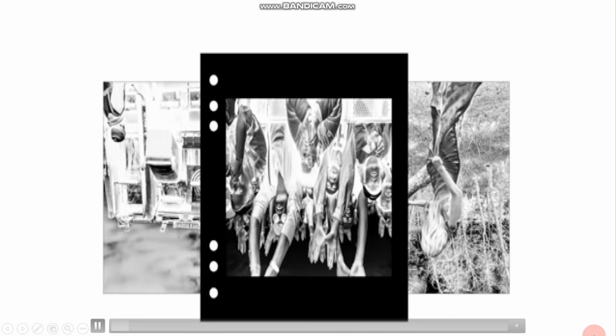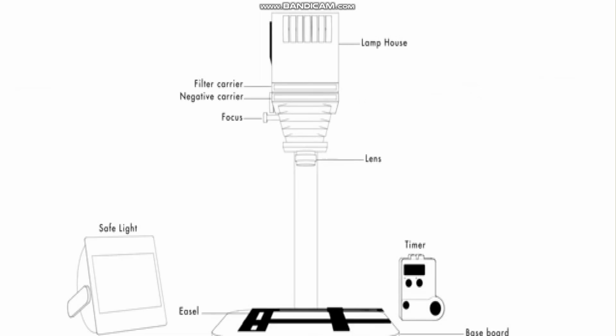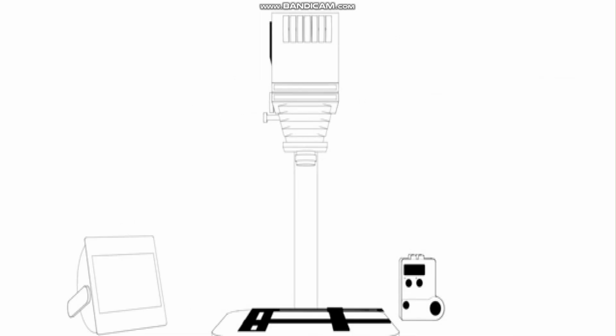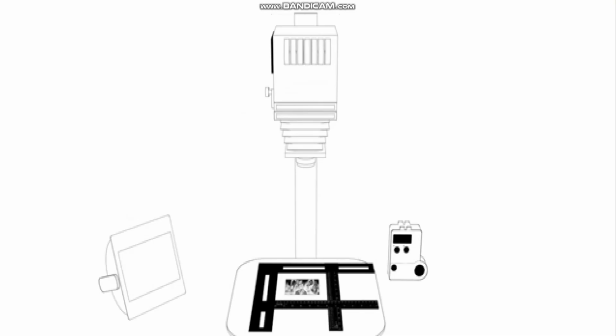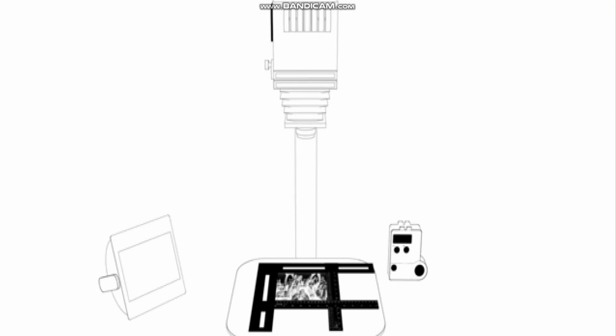Yung isa niya is for the setting of seconds. So, another video presentation. Dito siya. We have the negative. Ilalagay natin sa negative carrier and then ilalagay sa enlarger na kung saan we have the lamp house na nag-house dun sa ating bulb, the source of light natin, which projects onto the easel na kung saan nandun yung photographic paper natin.